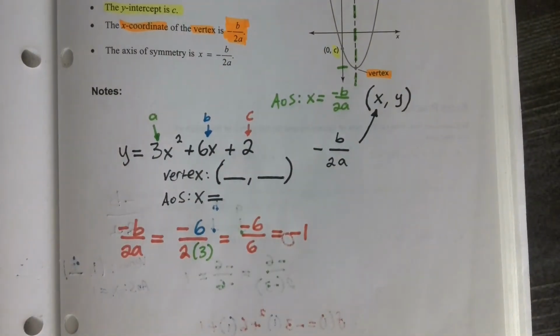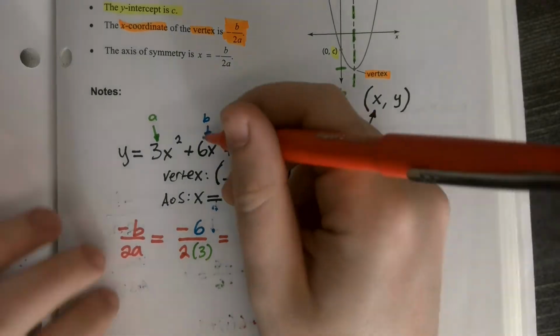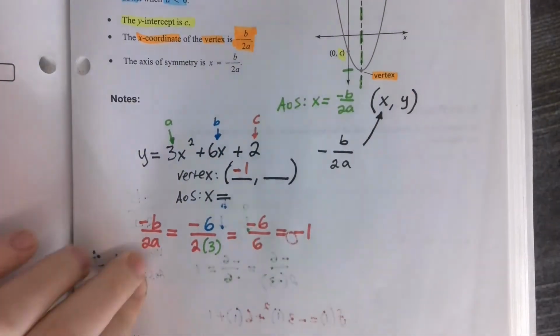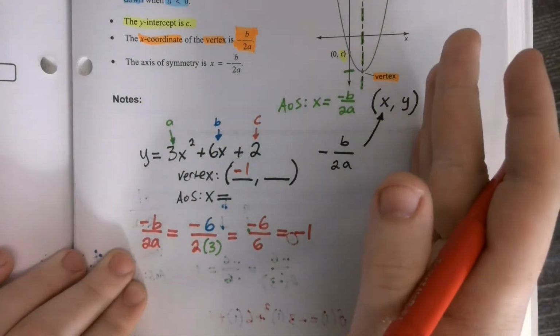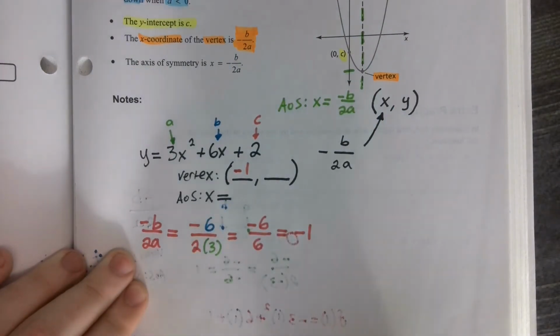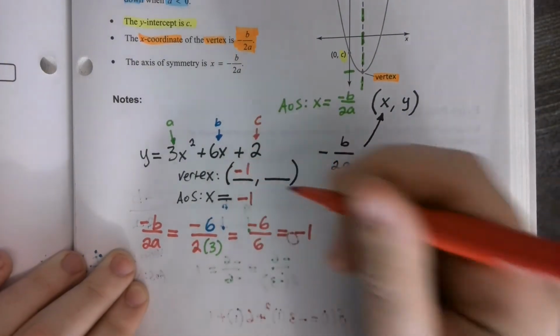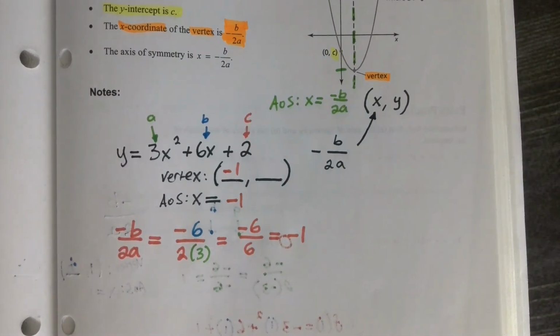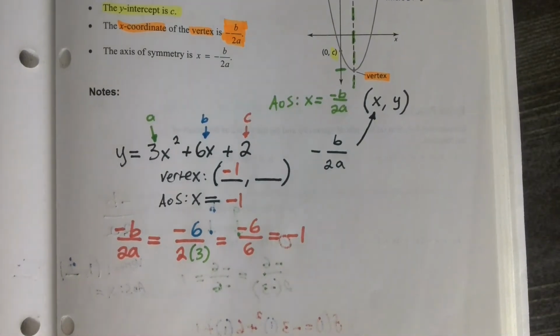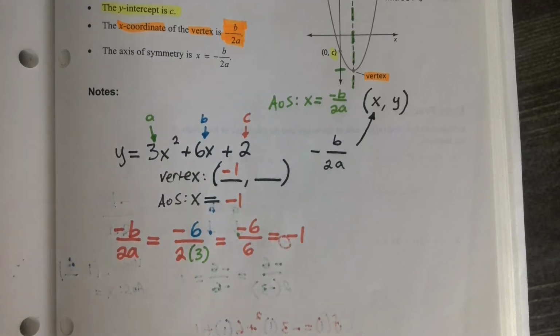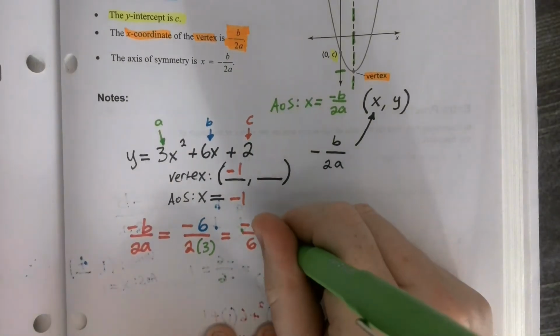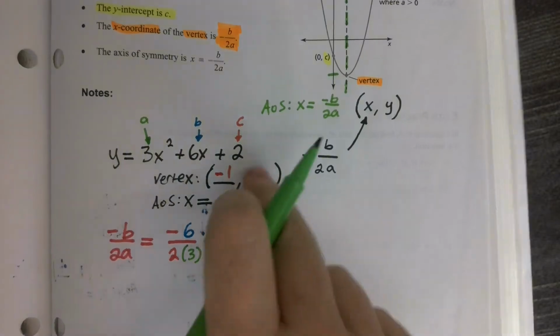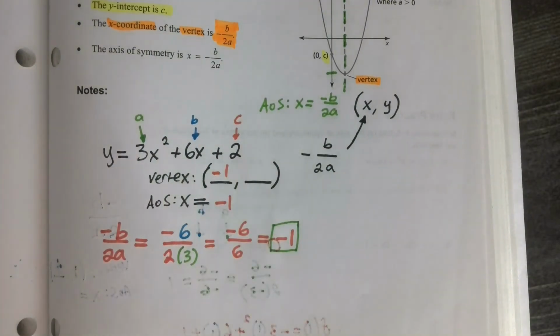You know what this means? It means we have just found the x-coordinate of our vertex. It's negative 1. Our vertex is 1 unit to the left. That also means our axis of symmetry will be negative 1. Very nice. But we're not quite done yet. Yes, we found that our x value of our vertex was negative 1, but how can we figure out the y value? Well, this is the good news. We already know how to do this.